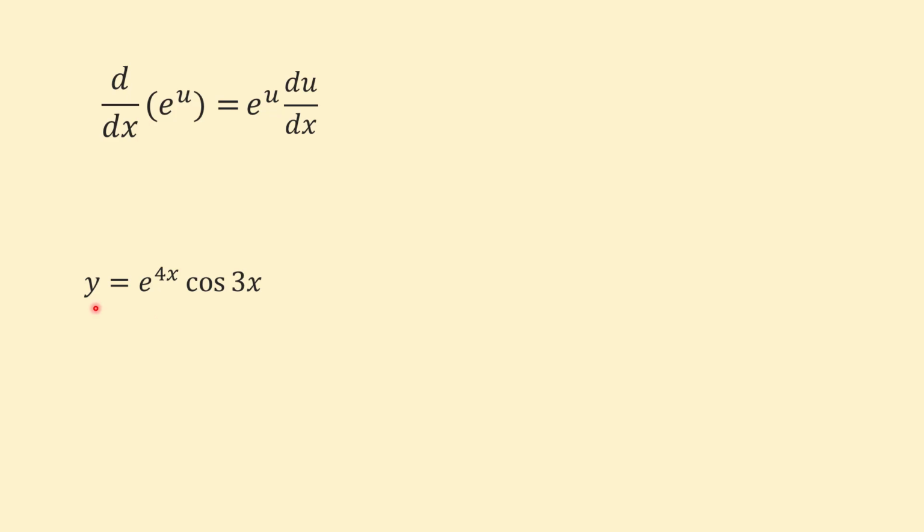Another example, y equals e to the 4x times cosine 3x. Again, we have a product of two functions. We have to use product rule. Derivative of fg is fg prime plus gf prime. So derivative of this function is, write the first function, e to the 4x is the first function, times derivative of second function. Remember that derivative of cosine is negative sine.